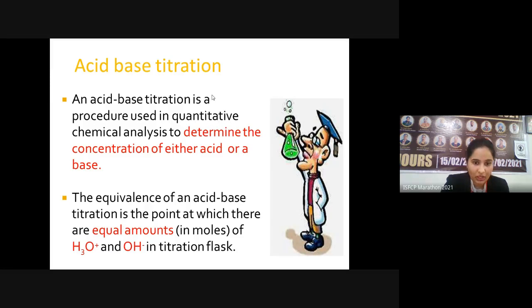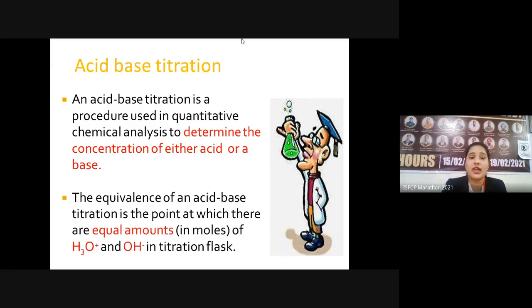Now, let us once again go over what acid base titration is. Acid base titration is a procedure which is used for quantitative chemical analysis, to determine the concentration of either an acid or a base. By acid base titration, we come to know about the acid or base content present in the unknown sample. So it is a quantitative chemical analysis.